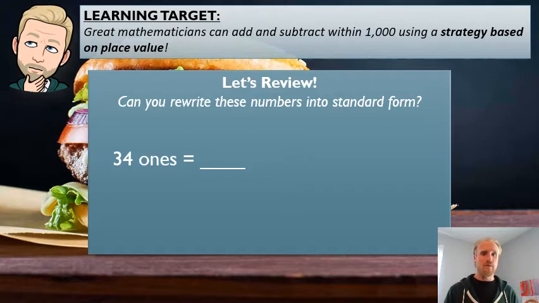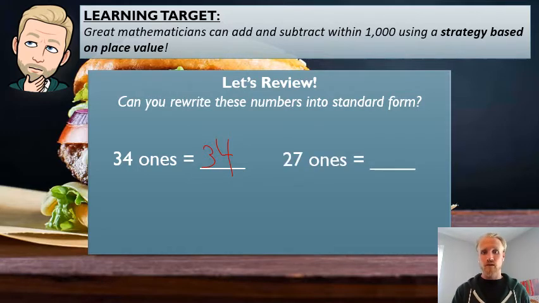All right, so 34 ones. How would we write that in standard form? Nice. Yeah, you guys are on top today. All right, jumping right into it. Yeah, so 34 ones is 34. Remember, 10 ones equals 1 ten. So 30 ones would be 3 tens. So 3 tens is 30, 34. All right, so let's do one similar. 27 ones is equal to? You got it.